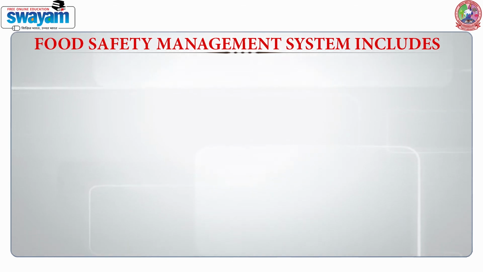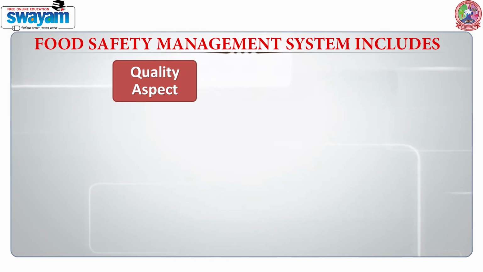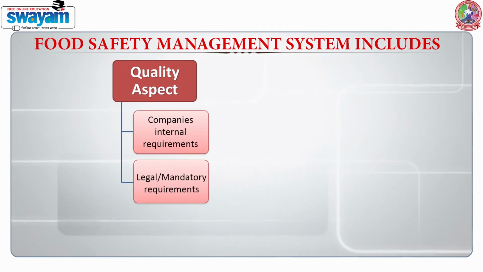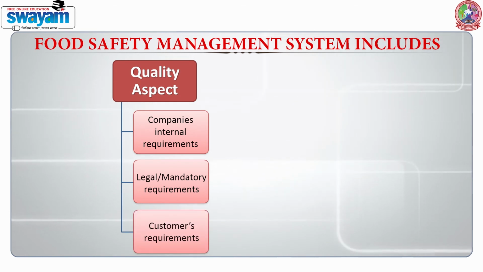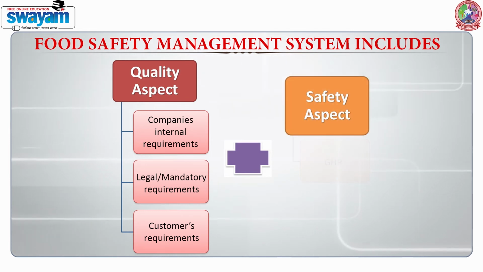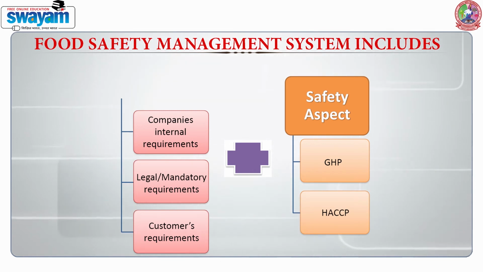When we talk about these food safety management systems, they not only talk about the quality aspect, they also talk about the safety aspect. Under the quality aspect, we have various types of components such as internal requirements of a company, the legal and the mandatory requirements of the country, customer requirements, and to build a safety aspect we have added the good hygienic practices and HACCP, that is Hazard Analysis Critical Control Point System.